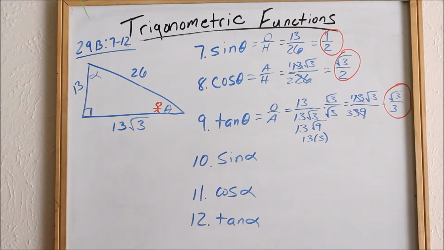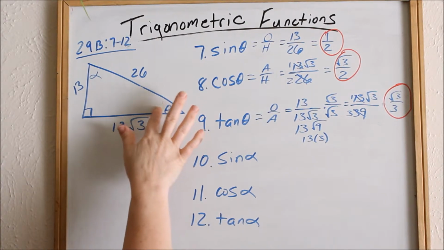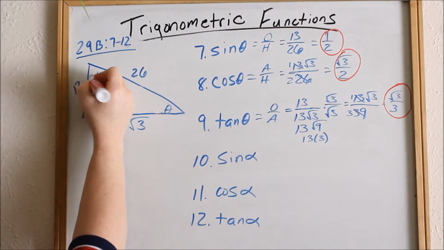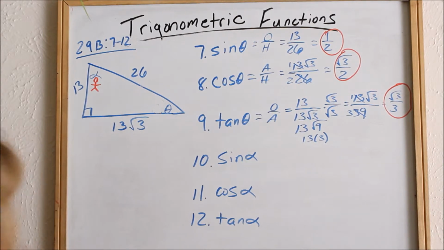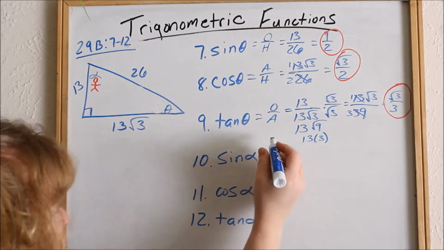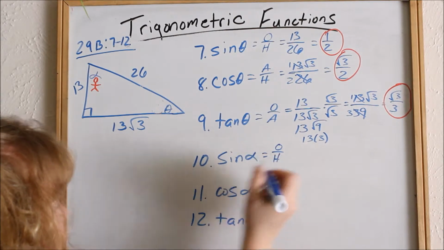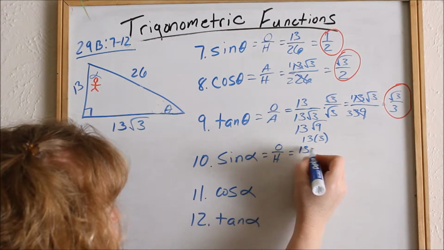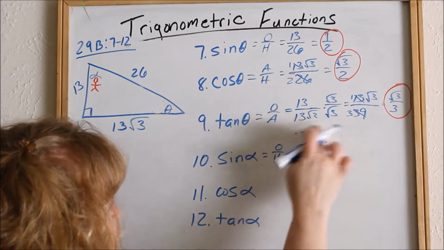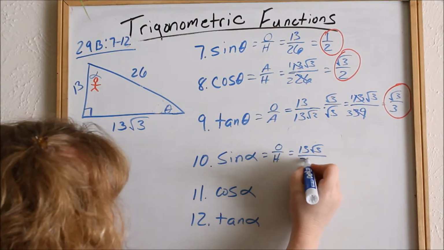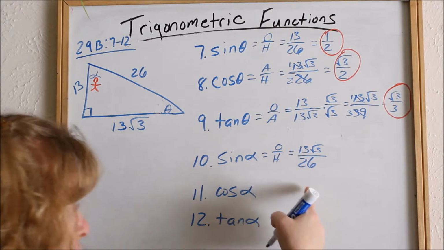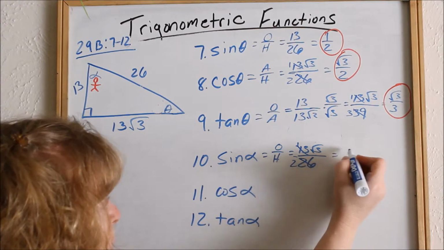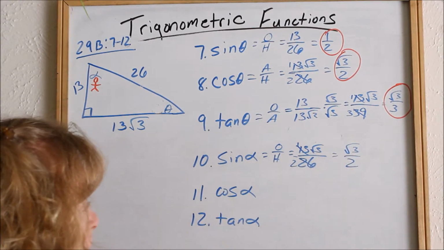Okay, now let's look at sine and cosine and tangent of alpha, which means I'm no longer standing at theta, I need to stand at alpha. So everything is now relative according to standing at alpha. Remember, the definition of sine is opposite over hypotenuse. If I'm standing at alpha, the side opposite of me is 13 square root of 3 over the hypotenuse, which is 26. 13 and 26 can be reduced by 13. That's a 1, and that's a 2. So that would be square root of 3 over 2.